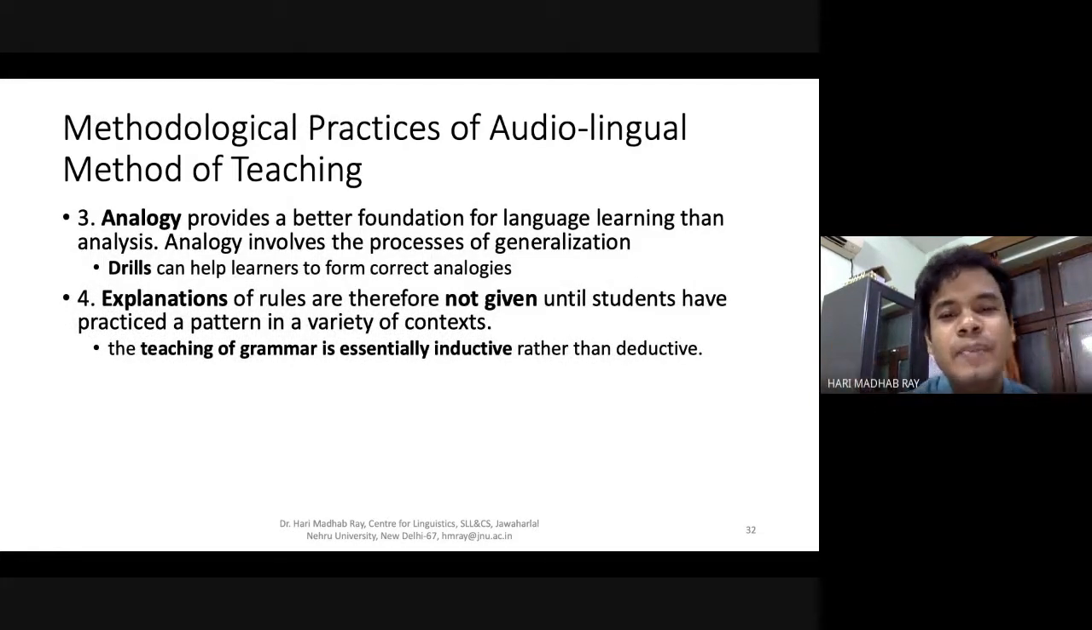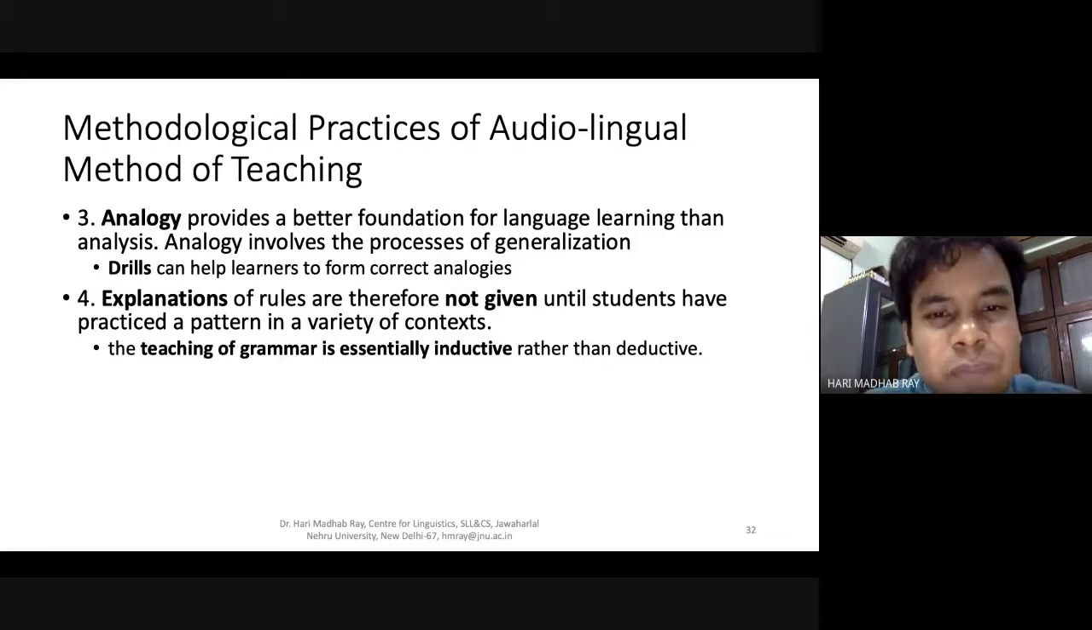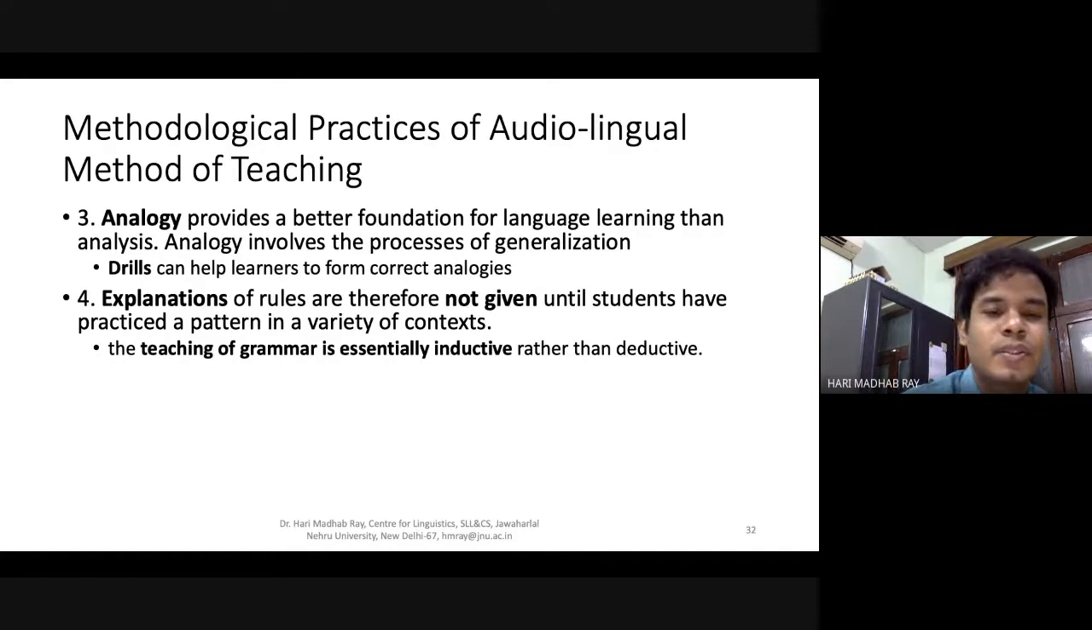And one thing, analogy also, analogy with X and Y. Analogy provides a better foundation for language learning than analysis. Analogy involves the process of generalization. So drills can help learners to form correct analogies. If you are practicing those drills, you can make a kind of analogy, and then, let's say, you can make another sentence for that matter, you see. So analogy is one of the things.